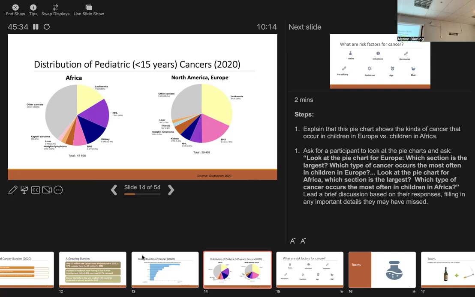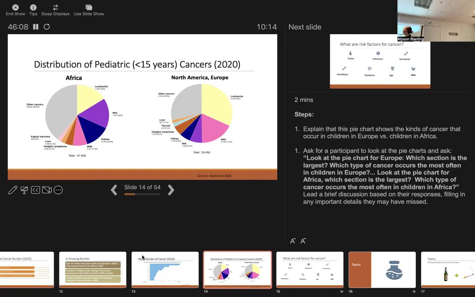What do we think? What infections are more common in Africa compared to North America, Europe? Yes, HIV, which is a risk factor for non-Hodgkin's lymphoma. Cervical, yeah. Okay, so this is why there's a significant difference.